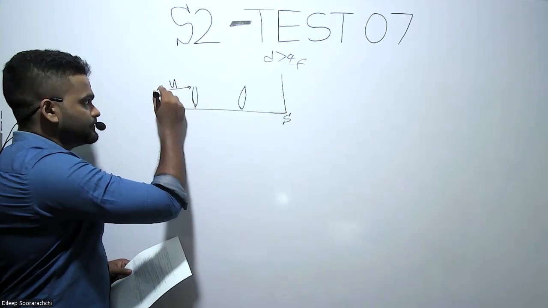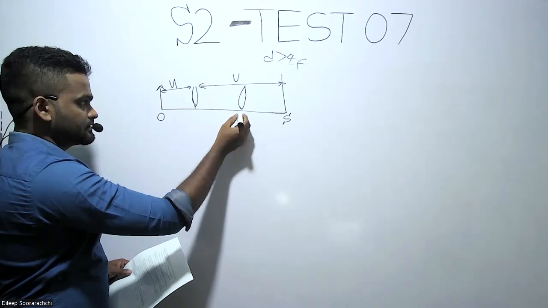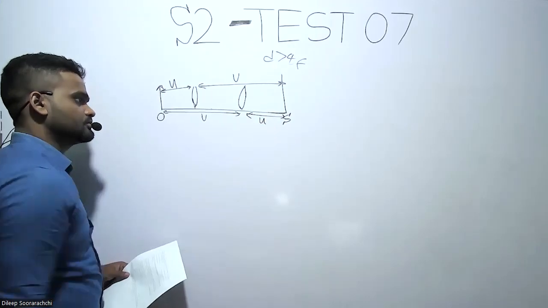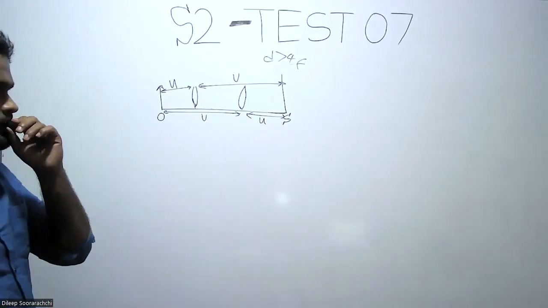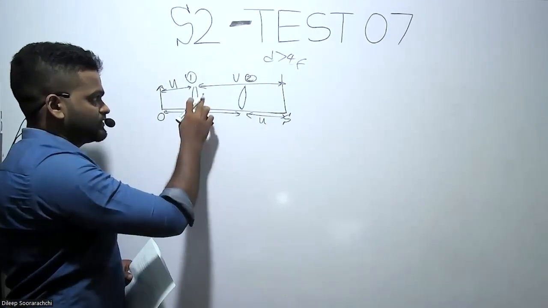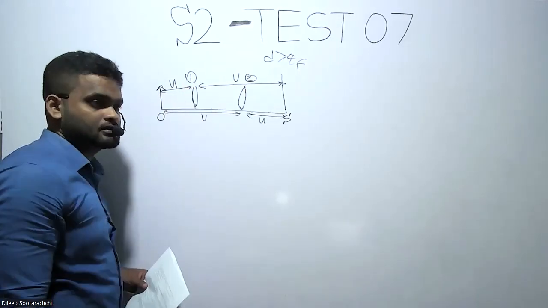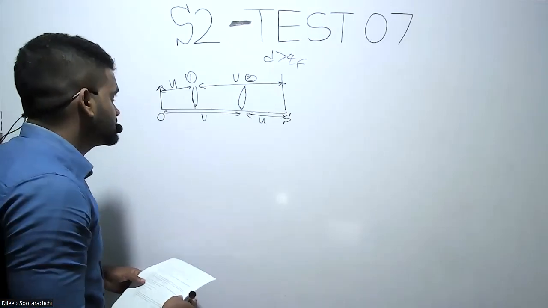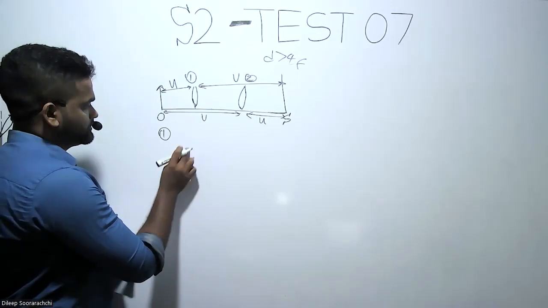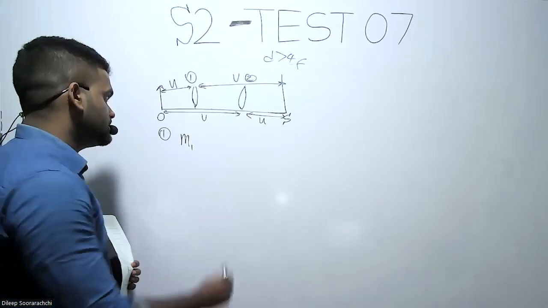So in this case, if this is u, the other one should be v. At the other instance, if this is v, then this one should be u. Let's say this is case 1, this is case 2. These are not two lenses, right? This is the same lens placed at two positions at two different times. So the first case, I'll say that is m1. They say linear magnification is m1.